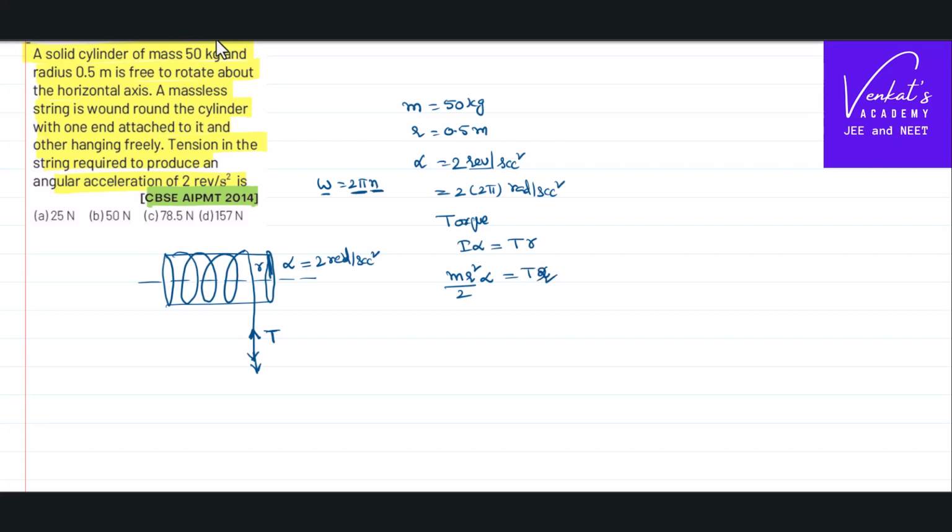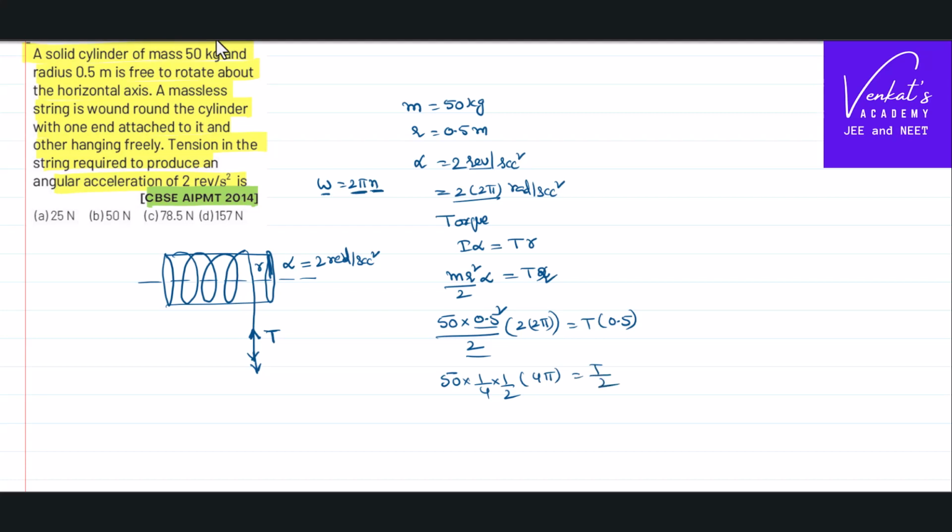That's the radius. Let's substitute the data. Mass is given as 50. Radius is 0.5, square, by 2. Alpha is not 2. It shall be multiplied with 2 pi as I told you. Equal to tension into radius, which is again 0.5. Let us simplify this. 50. 0.5 means 1 by 2. That whole square is 1 by 4. There is another 1 by 2. 2 into 2 is 4 pi.